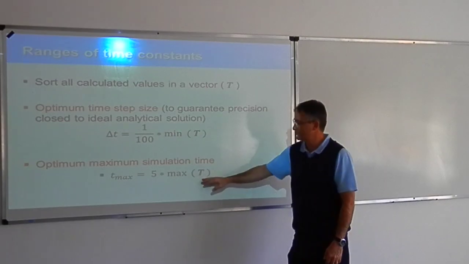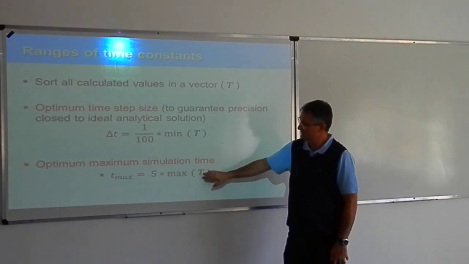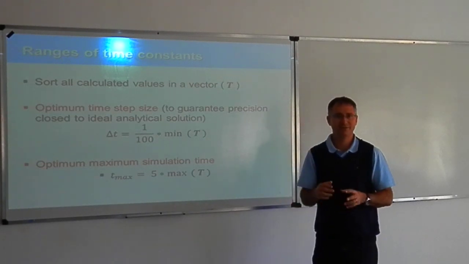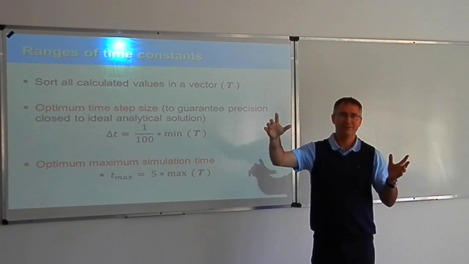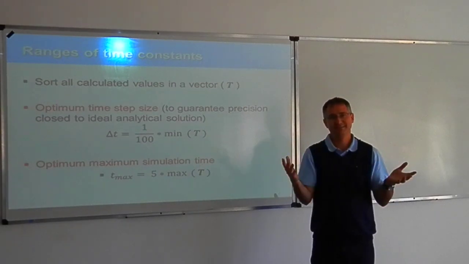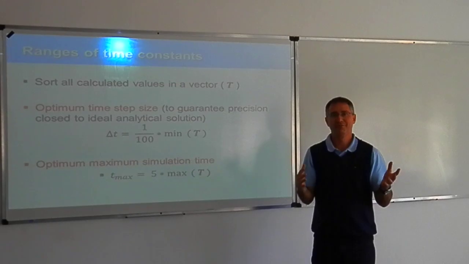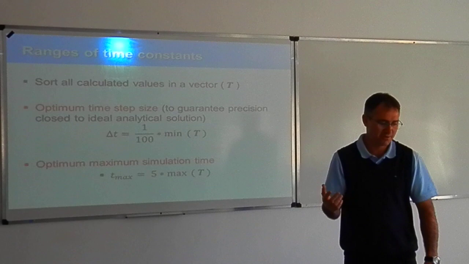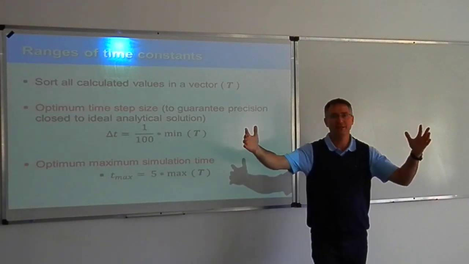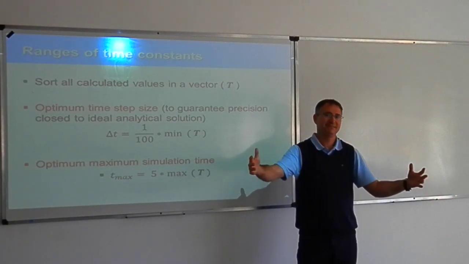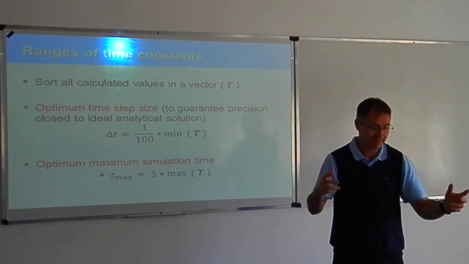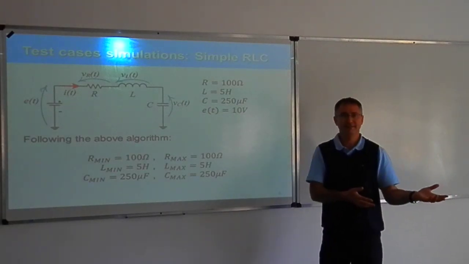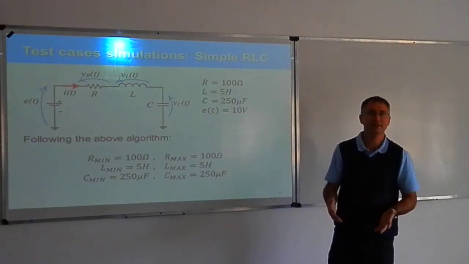5 times the maximum time value in the vector t is more or less intuitive as well. So steady state is reached after 5 times the time constant of an RC circuit, for example, or an RL circuit. So then you have a window to see the whole transient. And this is more or less important based on the experience the user has in running EMTP simulations.